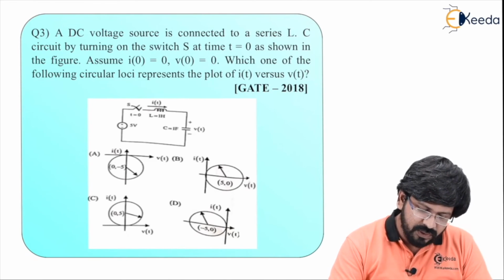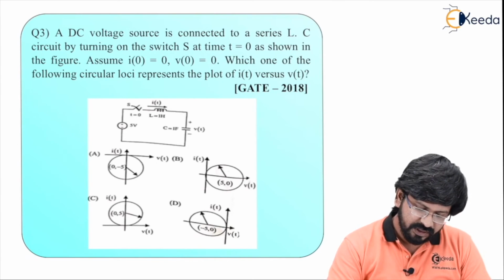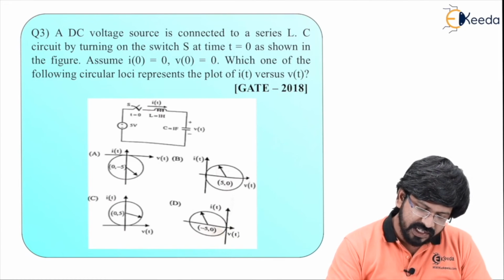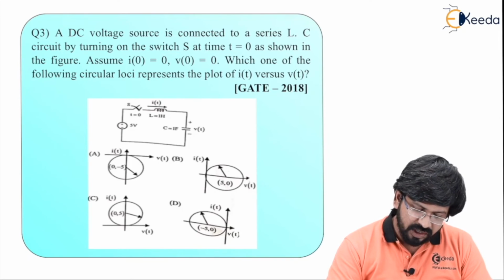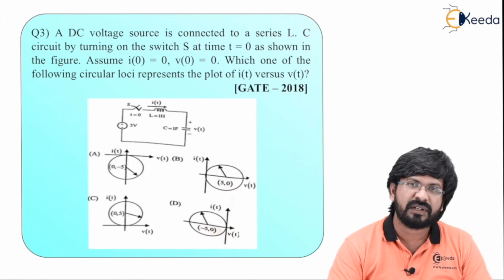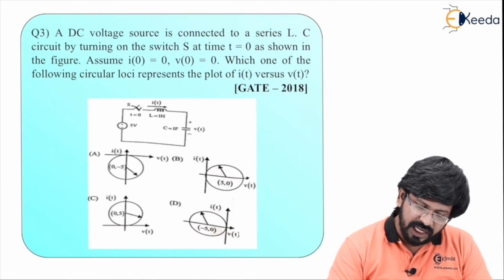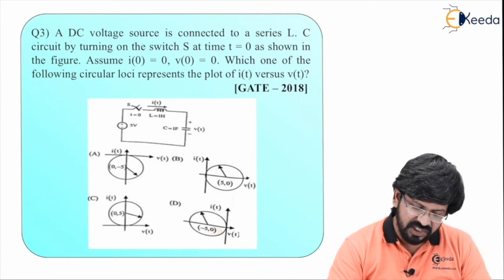Assume I of 0 equal to 0 and V of 0 equal to 0. Surprisingly, they have given initial conditions also. Which one of the following circular loci represents the plot of I of t versus V of t? So we have to plot I of t versus V of t. I of t will be on the y axis, V of t will be on the x axis. What we need to do is calculate I of t and V of t separately, and thereafter I can have a locus diagram. I can see how V of t and I of t are changing with respect to each other.